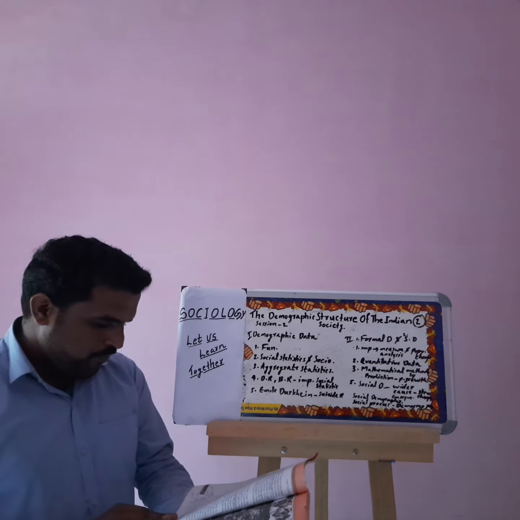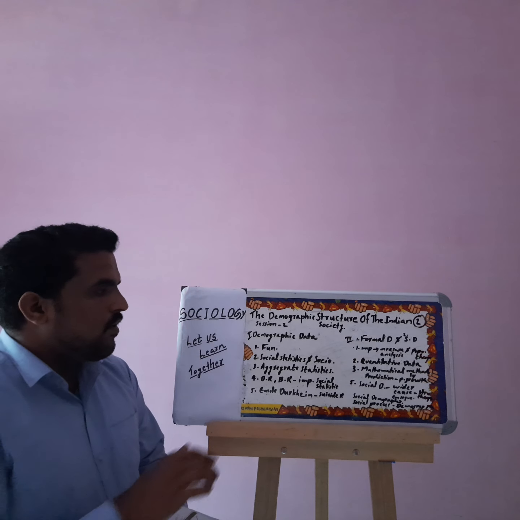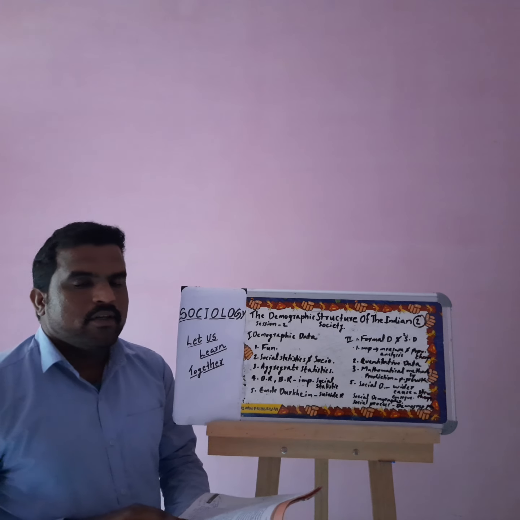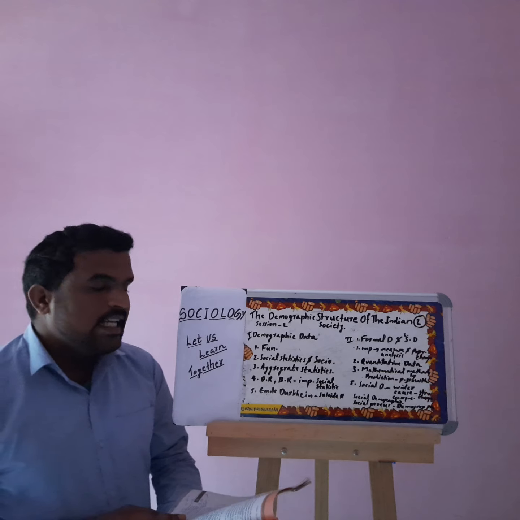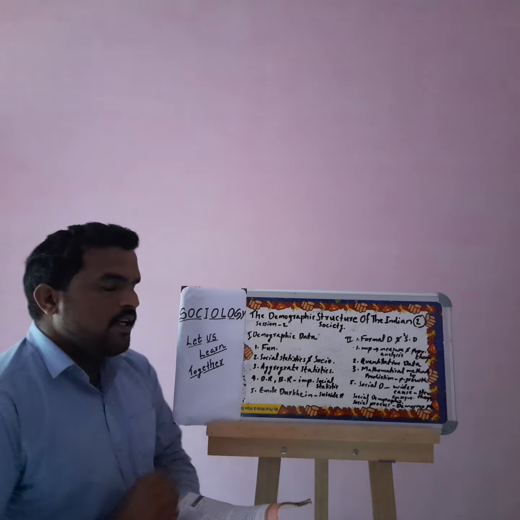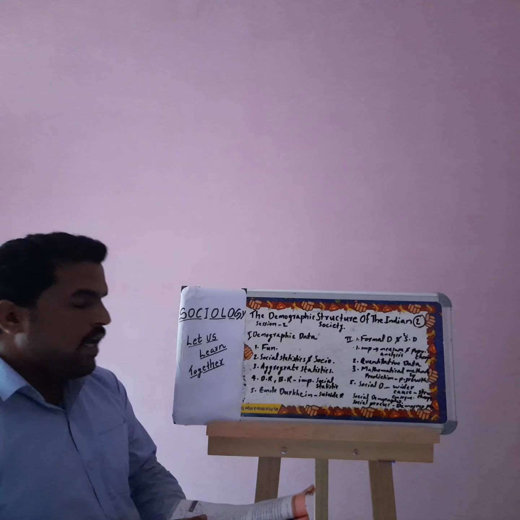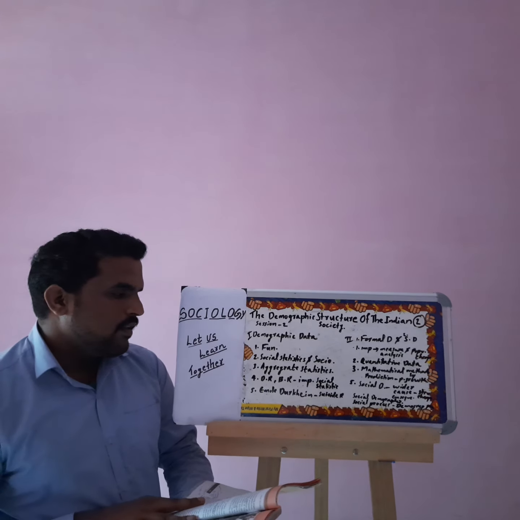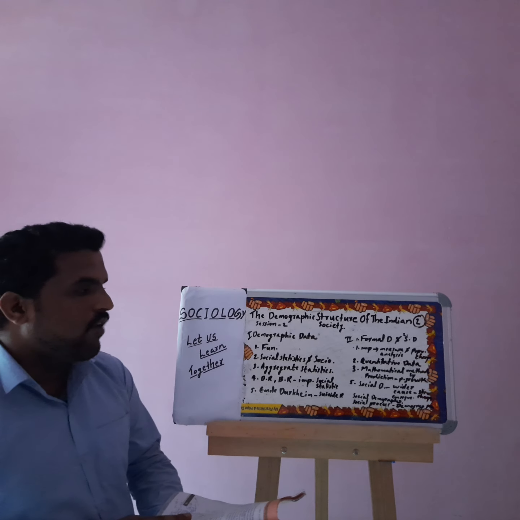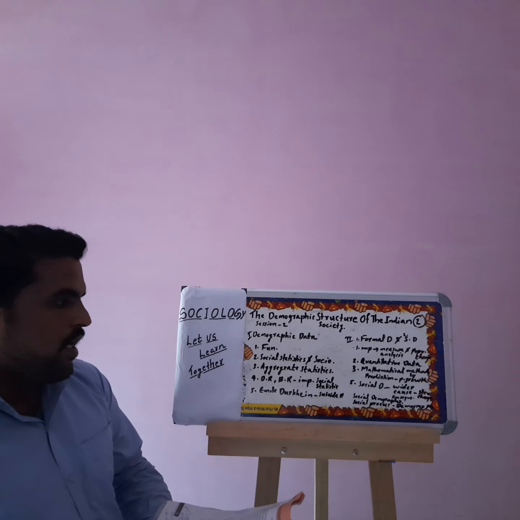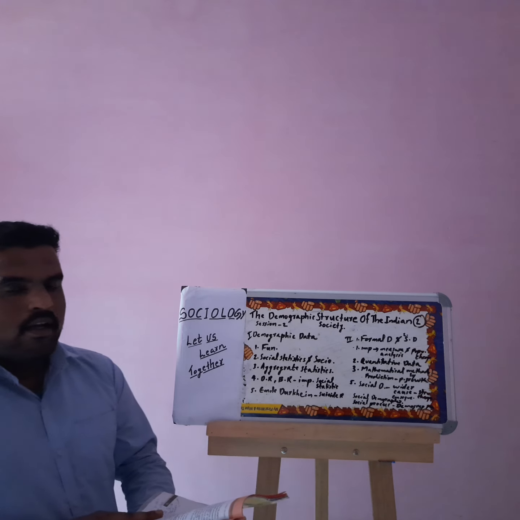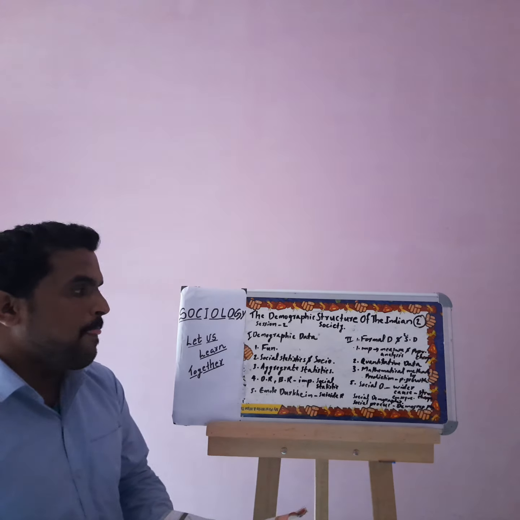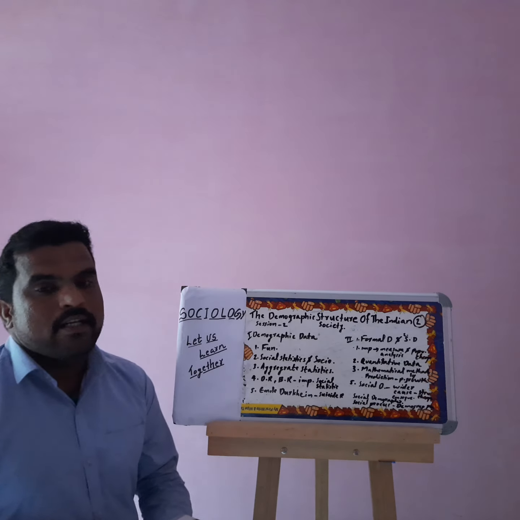Next one. What are the functions of demographic data? Next, give meaning to the terms death rate, birth rate, and suicide rate. Last question: Give distinction between formal demography and social demography.